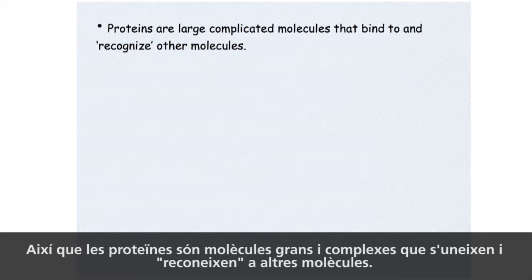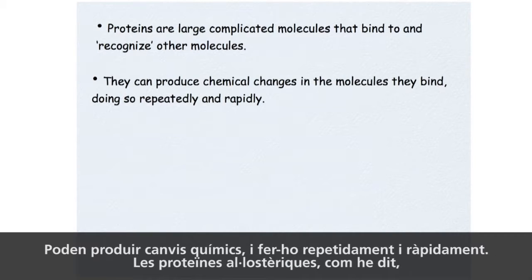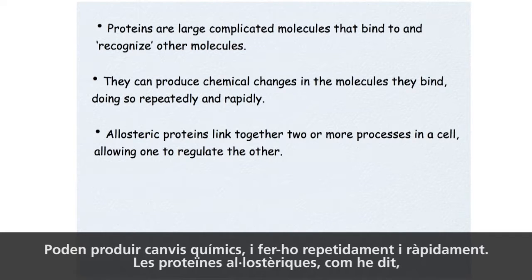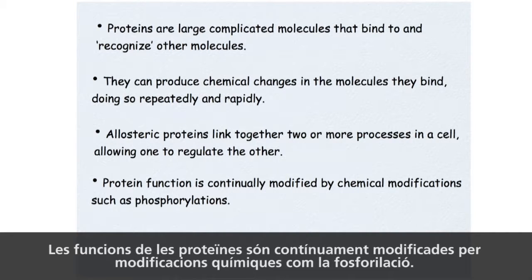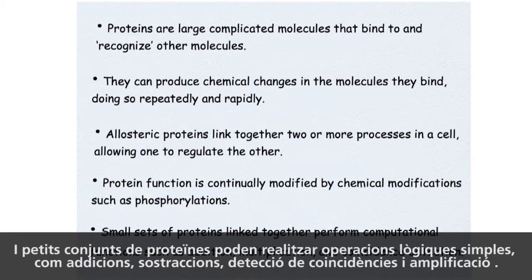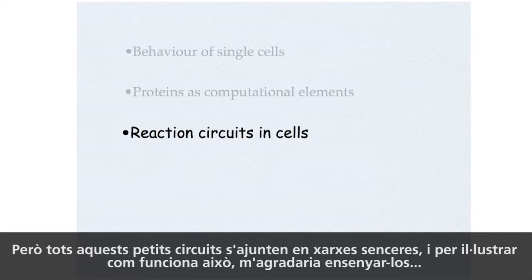So proteins are large, complicated molecules that bind to and recognize other molecules. They can produce chemical changes, and do so repeatedly and rapidly. Allosteric proteins, I mentioned, can link together two or more processes, allowing one process to regulate the other. Protein function is continually modified by chemical modifications such as phosphorylation, and small sets of proteins together can form simple logical operations such as addition, subtraction, coincidence detection, amplification. But those little circuits are themselves put together into whole networks.